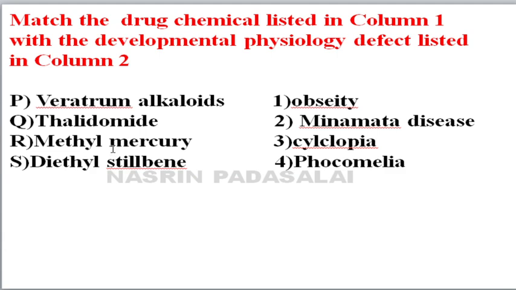The next thing is methyl mercury, which is responsible for causing Minamata disease. Minamata disease is a neurological disease caused by intake of methyl mercury. And diethylstilbestrol is a compound that is responsible for obesity. Obesity is nothing but excess storage of fat.